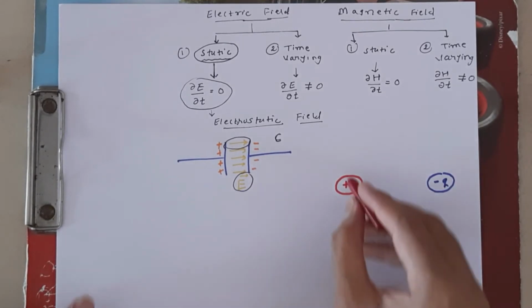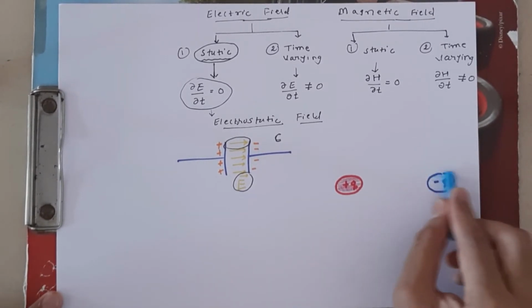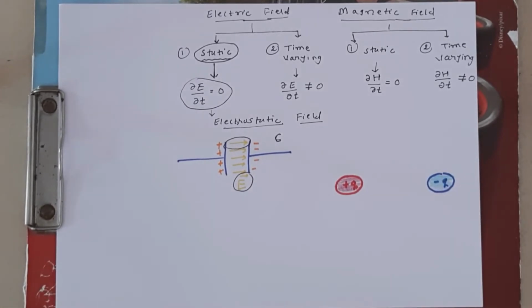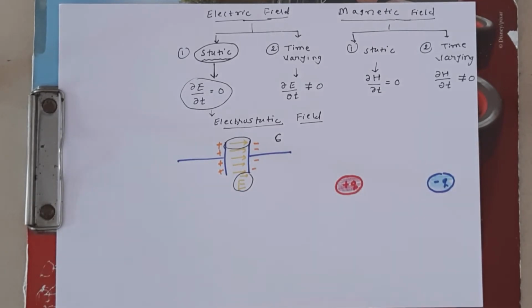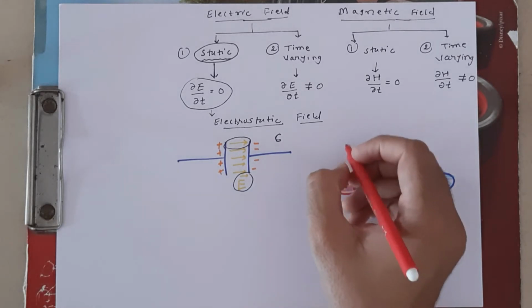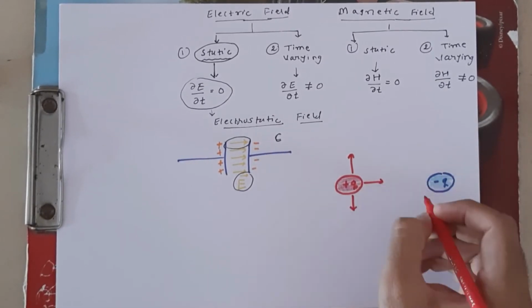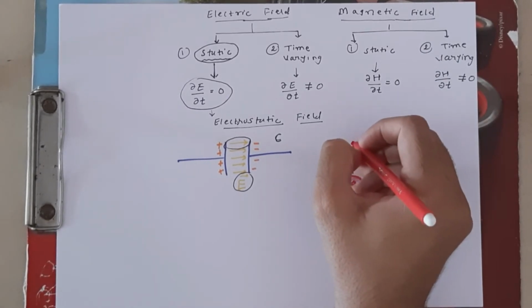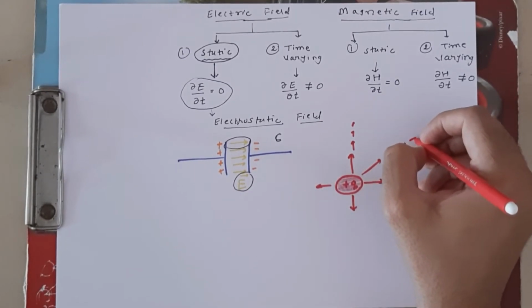So two charges are present, plus q and minus q. Now first I consider only the plus q charge. This plus q charge generates an electric field, so now I have to draw how the electric field is generated from this positive charge. I draw the electric field lines. Actually, these are the lines of electric field.